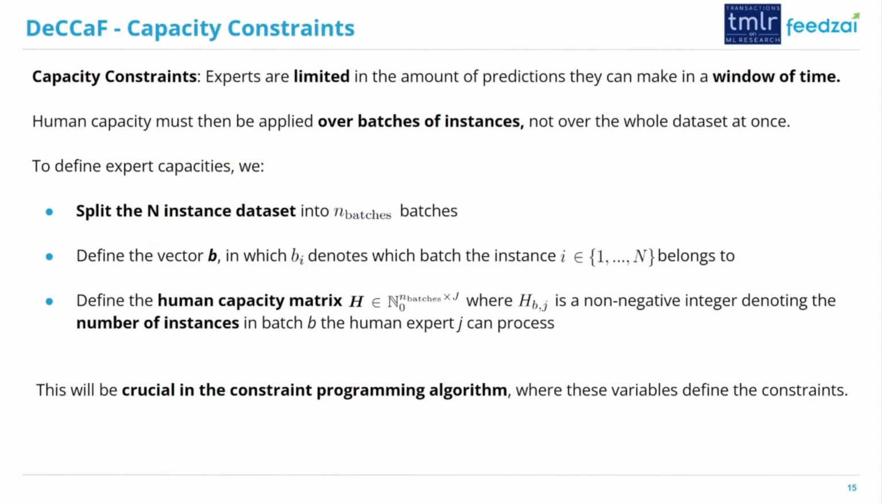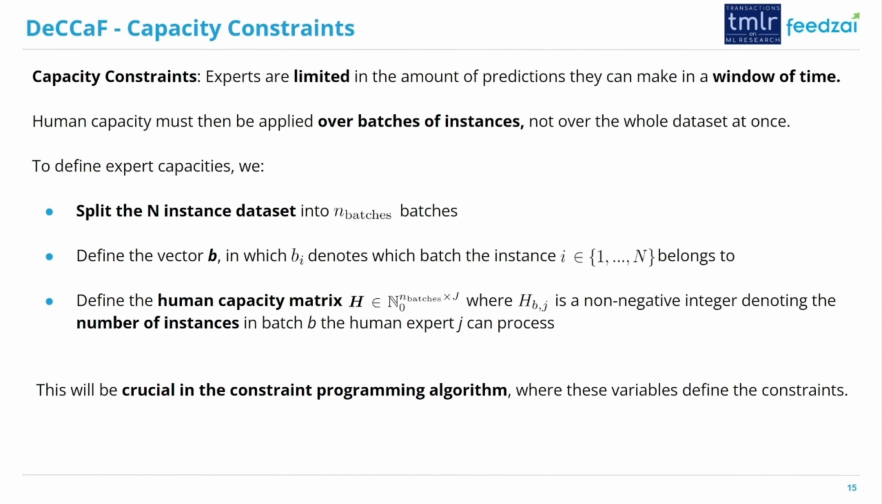Now let's discuss capacity constraints. Experts are limited in the amount of predictions that they can make in a window of time. As such, human capacity must then be applied over batches of instances, and not over the whole dataset at once. To define expert capacities, we split the n instance dataset into n_b batches, and define the vector b, in which each component denotes which batch the instance i, ranging from integers 1 to n_b, belongs to.